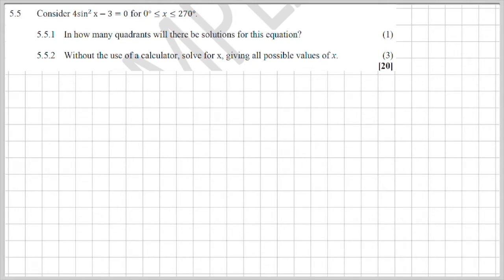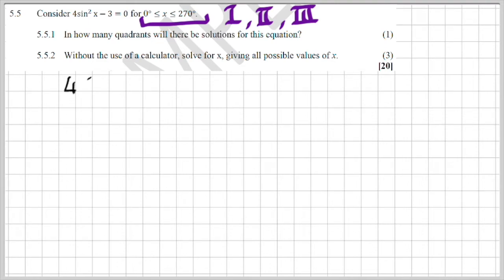Consider 4 sin squared x minus 3 equal to 0 for x between 0 and 270 degrees. When we look at answering this question, how many quadrants can there be? Well, possibly quadrant 1, 2, and 3. Well, we can say this, and it's a 1-mark question, but I am not convinced that this question is this easy to answer, because I must actually look at the actual values of sin squared, okay?